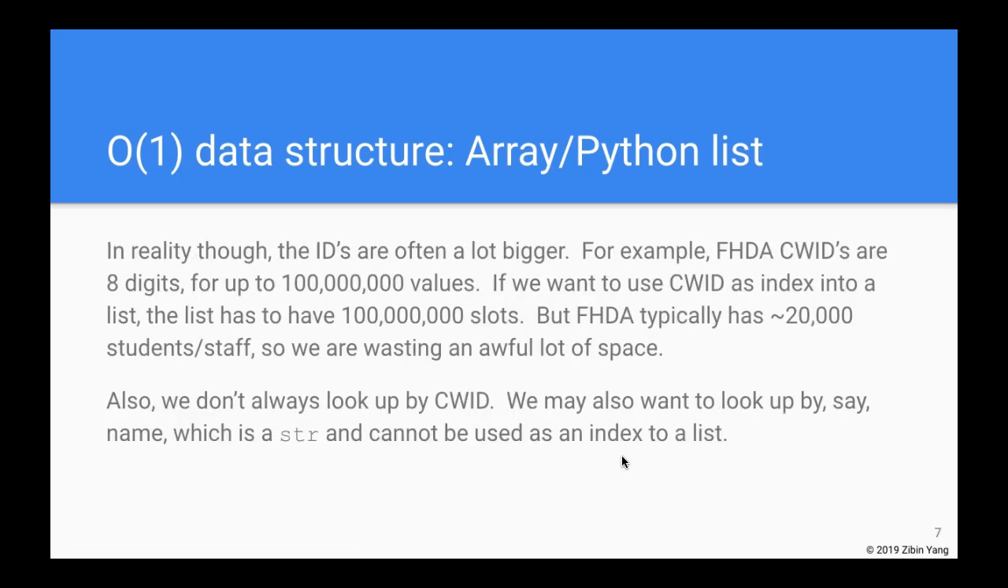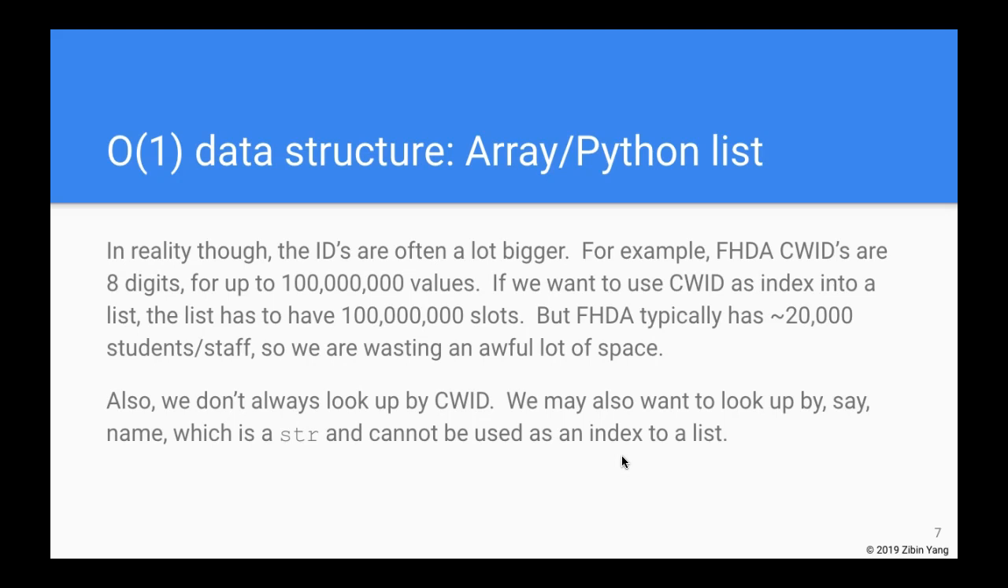Now, however, in the real world, it really doesn't work like that, right? I mean, we have way more than 10 students, but more importantly, the IDs are often a lot bigger. So at Foothill College, the CWIDs are 8 digits, so that's 100 million values. So if we want to use the CWIDs as an index into an array, then the array has to have 100 million slots. That's a very, very big array.